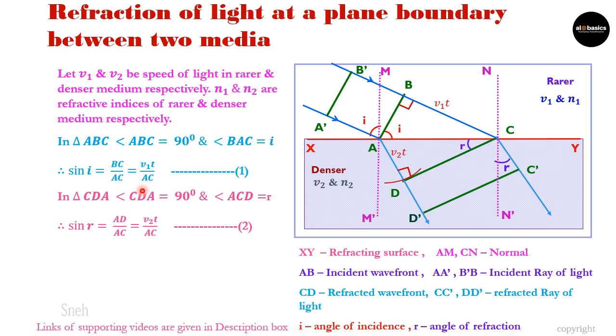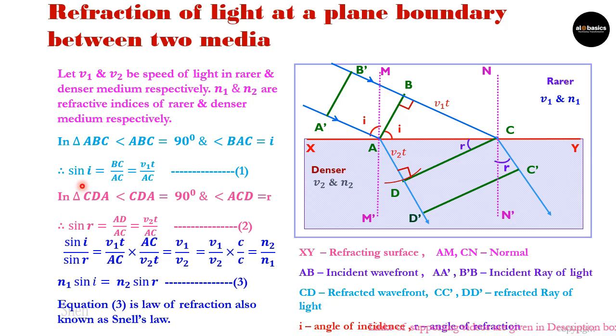Similarly, for the second triangle, that is triangle CDA, angle r is there. Again, I have this angle CDA is 90 degrees and angle ACD is r. For this triangle, as again it is a right angle triangle, we can say that sine of r is equal to opposite side, that is AD, divided by hypotenuse. Hypotenuse is AC. And what is AD? AD is nothing but v2 t. So we can write it as v2 t upon AC. Now I have two equations, one for sine i and second for sine r.